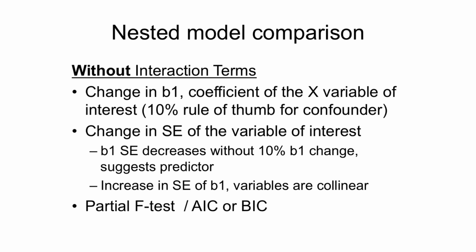In assignment 1, some people did the right analyses, but then didn't make it clear if or why they thought a variable was a predictor. So you need to be clear that a decrease in the gender standard error, or an improvement in the predictive power based on a partial F-test, or a lower AIC without a 10% change in beta 1, suggests that the variable is a predictor.